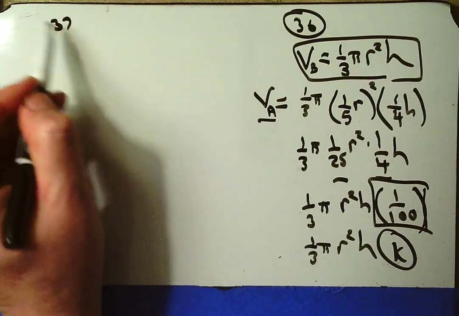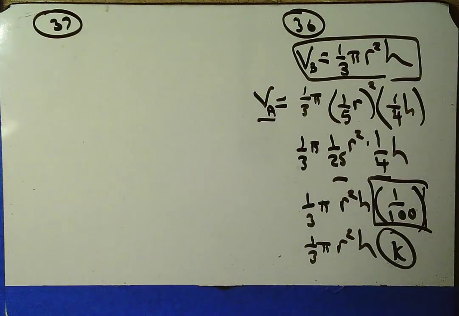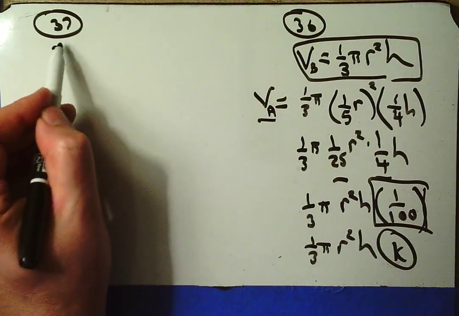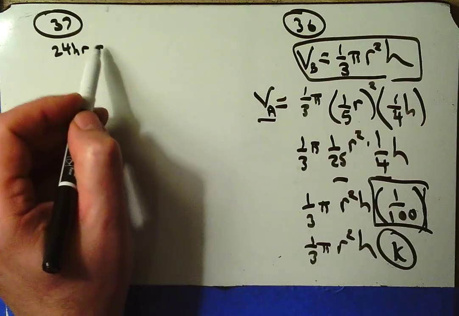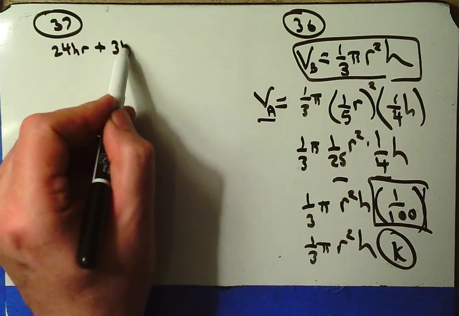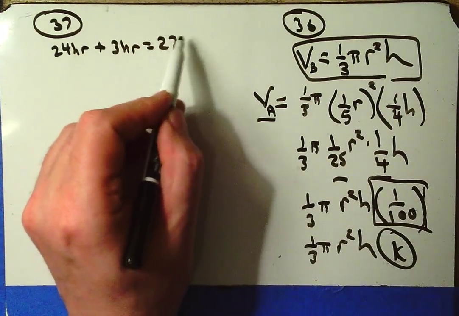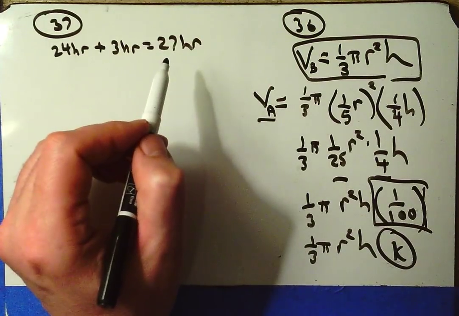37. Earth makes a complete rotation every 24 hours. Through how many degrees does Quito on the equator rotate from noon on January 1st to 3 p.m. on January 2nd? Well, noon on January 1st to noon on January 2nd is 24 hours, and 3 p.m. is 3 more hours, so I'm going a total of 27 hours.